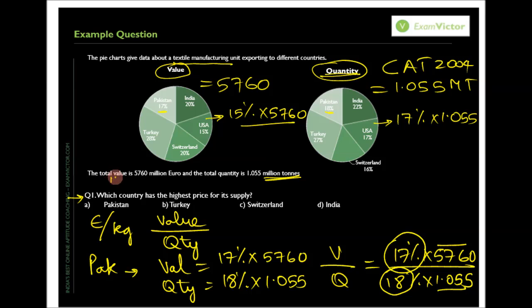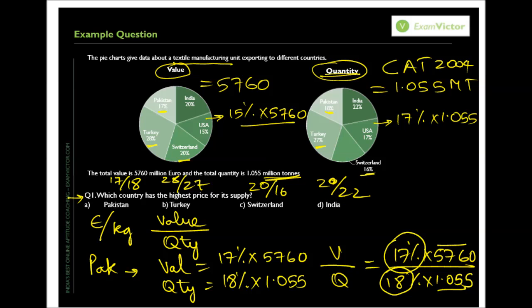Pakistan is 17 upon 18. It's 17% by 18%, so 17 upon 18. Turkey is 28 upon 27. It's 28 here, 27 here. Switzerland is 20 upon 16. And India is 20 by 22.